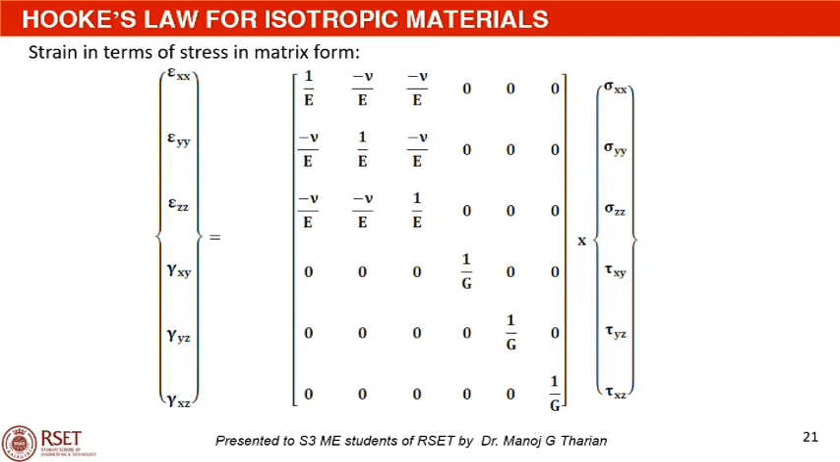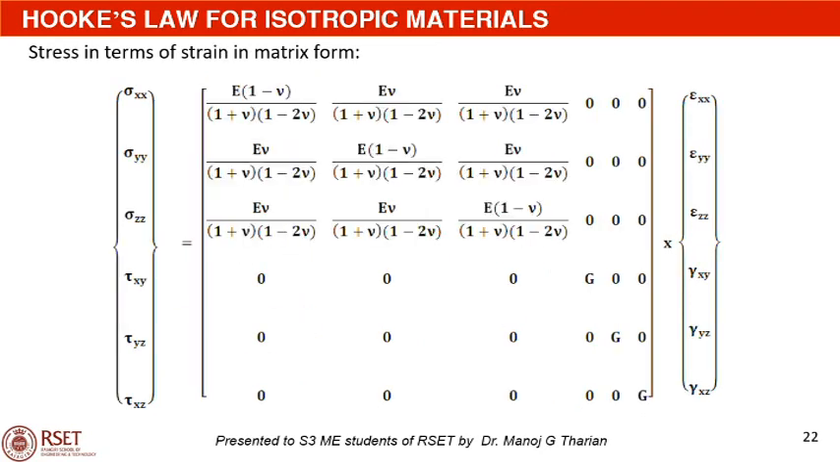The expressions for strain components in terms of the stress components for a homogeneous isotropic material shown in the previous slide can be written in the matrix form as given here. Also, the expressions for the stress components in terms of the strain components can be written in the matrix form as given here. Here, this is the stress matrix. This square matrix shown here is the constitutive matrix for a homogeneous isotropic material, and this is the strain matrix.